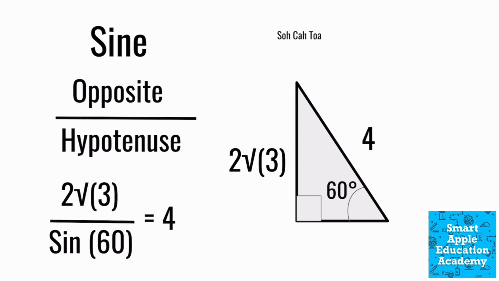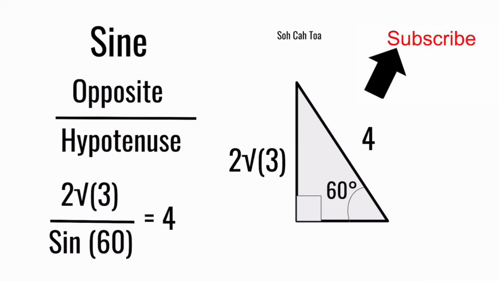We have figured out what the hypotenuse length is. The hypotenuse length is 4 units long. I hope you understood how we solved these problems.